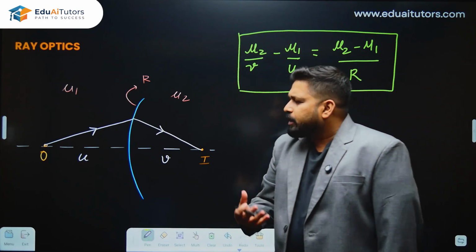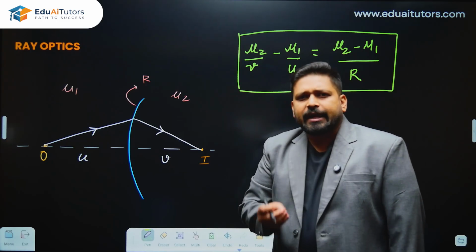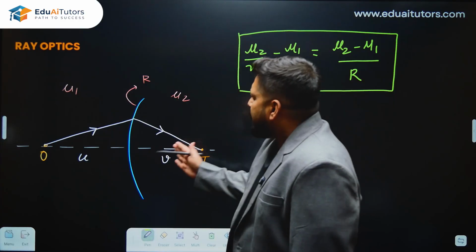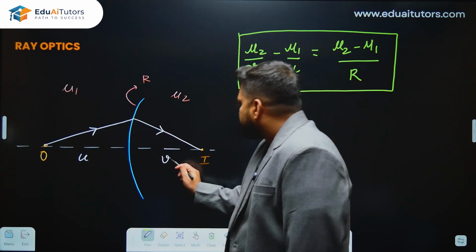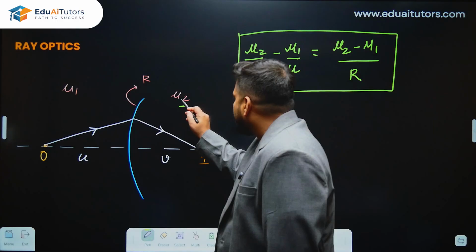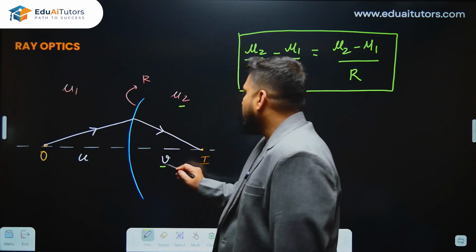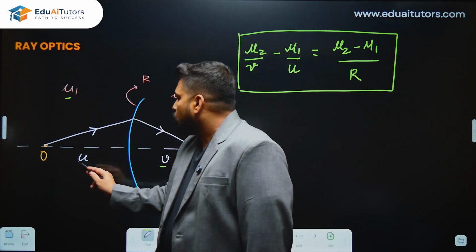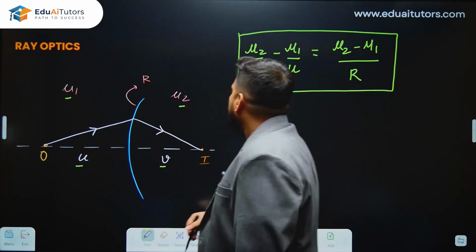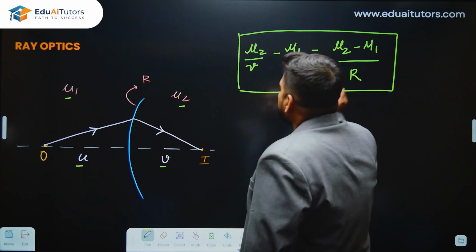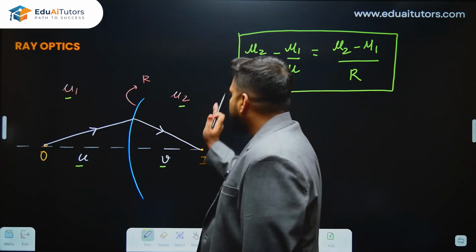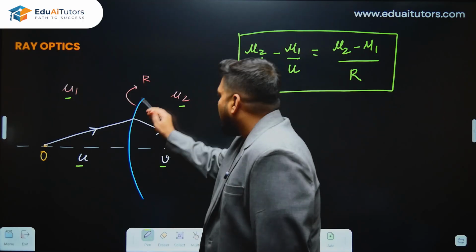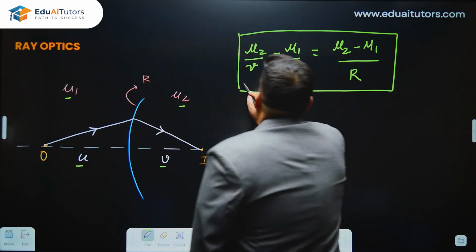Now, there is a very good technique to remember this formula. Where is the final image being formed? It is being formed in mu2. So, first term mu2 by v. Okay, where is the object? Object is in mu1. So, mu1 by u, okay, is equal to the right hand side, that is (mu2 minus mu1) by this r.